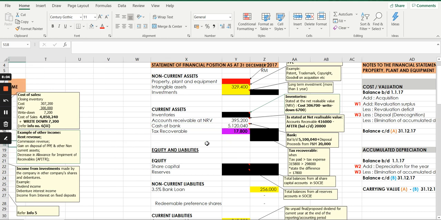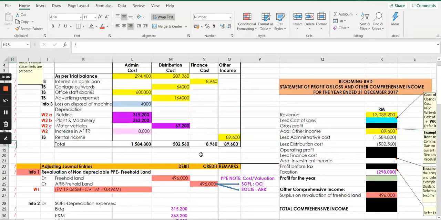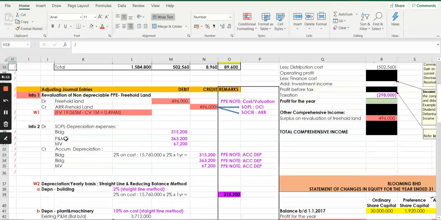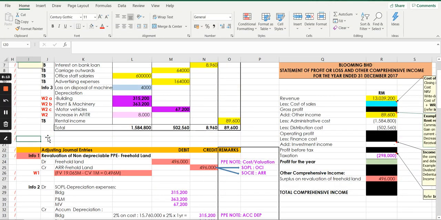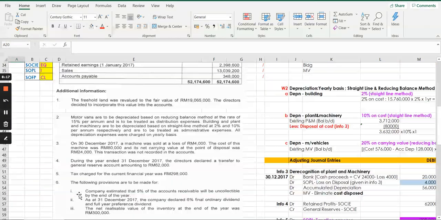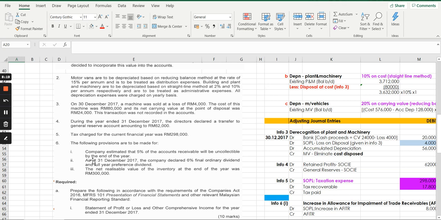Next one is the adjustment number 6.2. So that one is 6.1. Number 6.2 is here. Okay. Number 6, Roman 2. The company declared 6% final ordinary dividend.